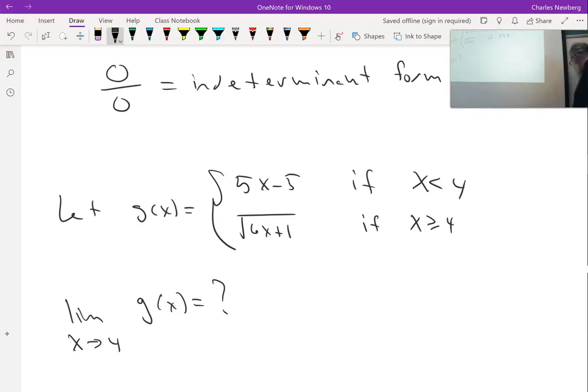Okay, give me a second to get caught up. What's the problem with 4? It's right on the dividing line of what? Our function rules. So what do you suppose we're going to have to do here, class? One-sided limits, right? Yeah, we can't do two-sided limits because one has this rule and one has this rule. So we're going to do two one-sided limits and then see if they agree.